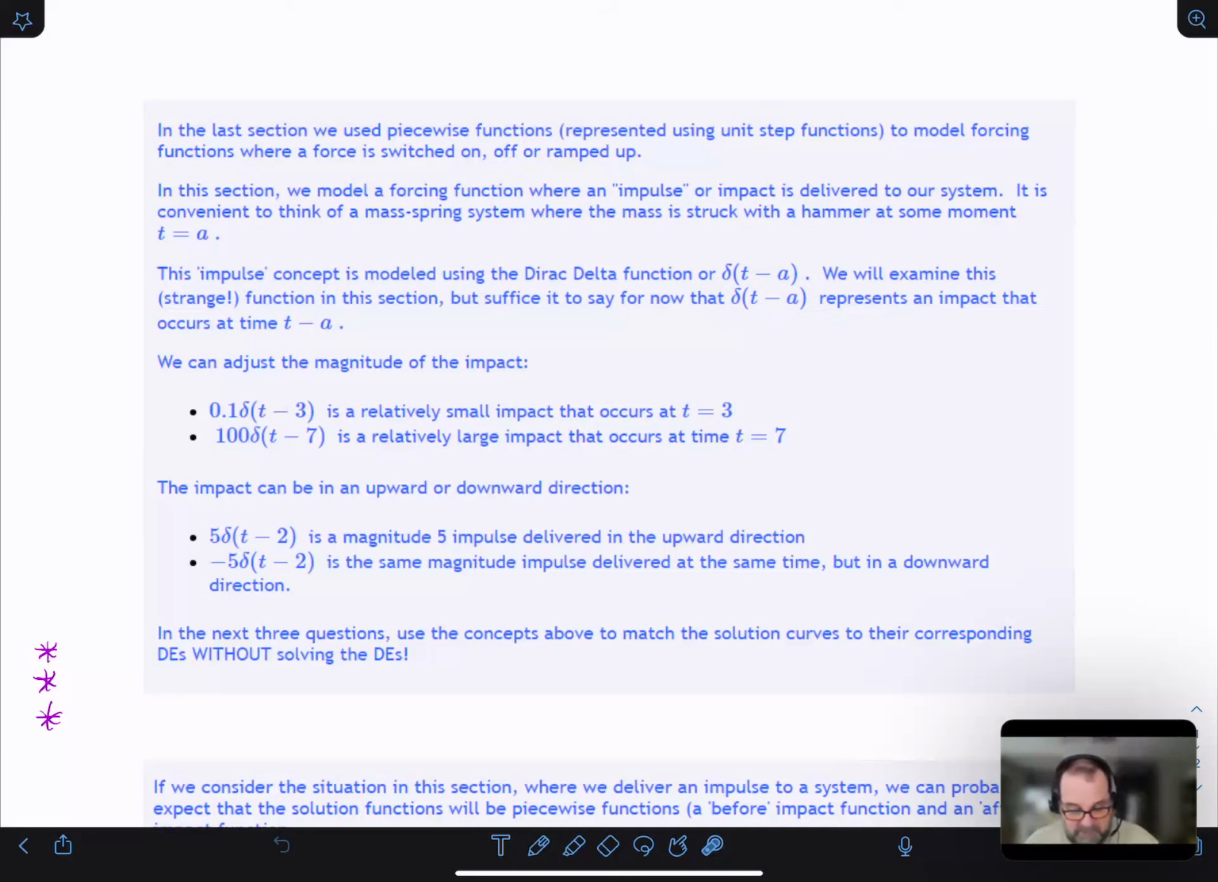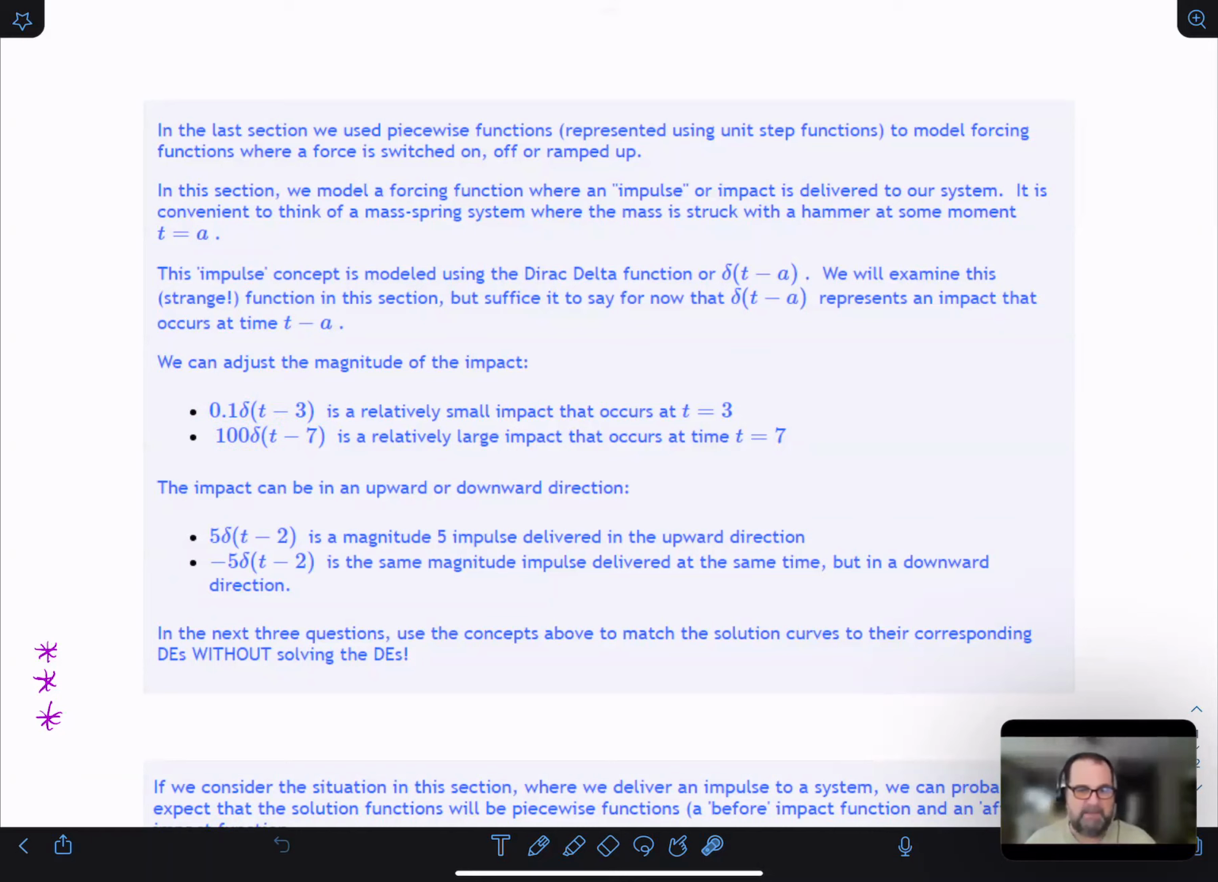So notice we can model different types of impacts. Just for example, hopefully this is fairly easy to understand, 0.1 delta t minus 3 is a pretty small impact that occurs at time t equals 3. 100 delta t minus 7 would seem to be a relatively large impact that occurs at time t equals 7.